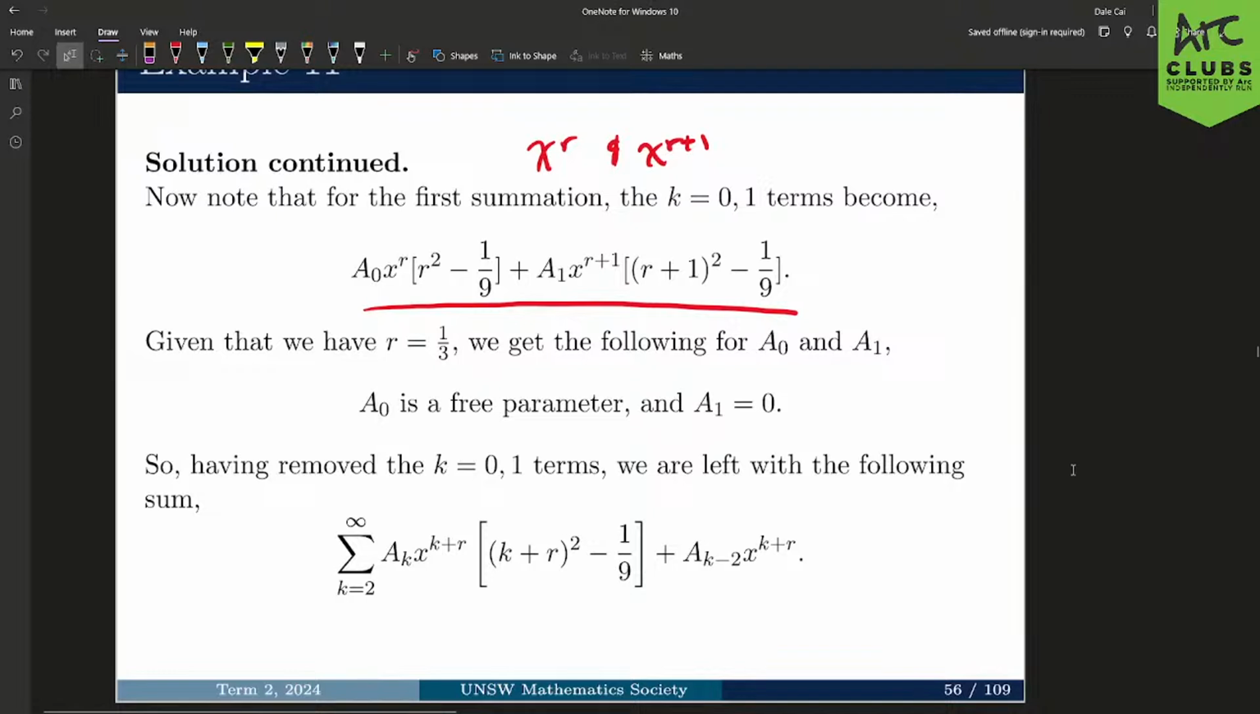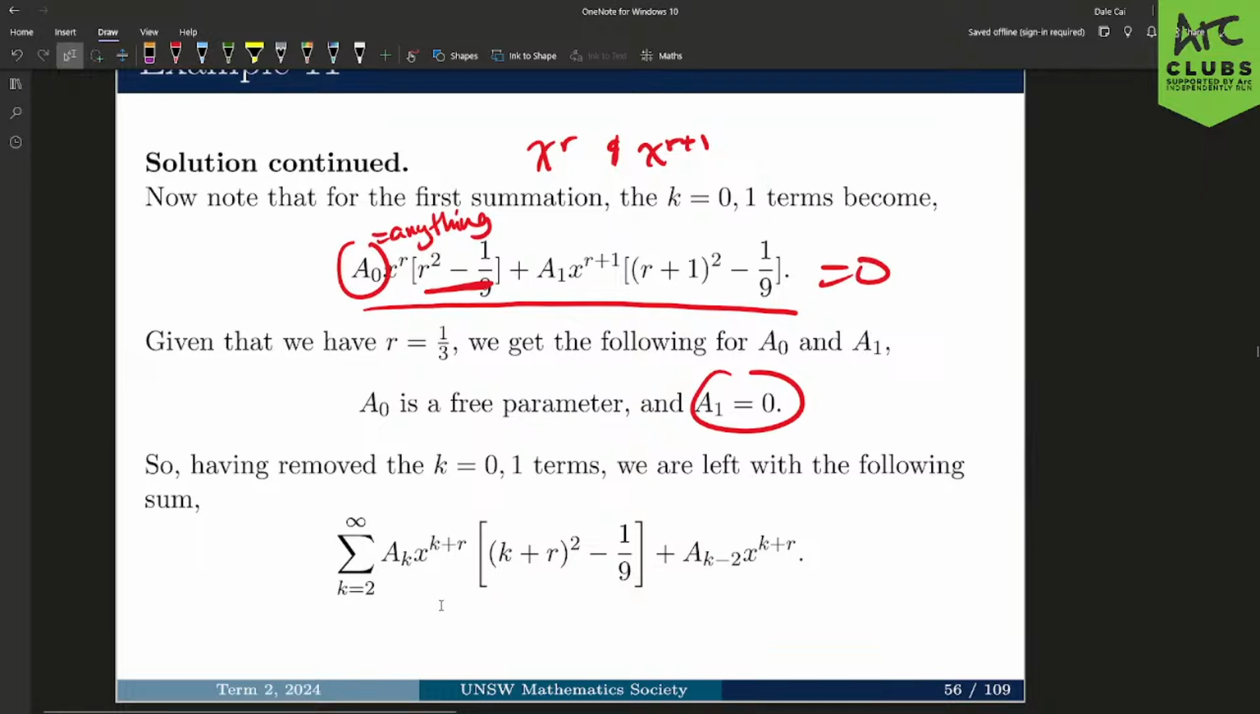Now remember, r is 1/3, and we want this to be 0. So if we set this to be 0, then a0 can be anything, because this part's already 0. And then for the second one, if you sub in r as 1/3, you'll find that a1 has to be 0.